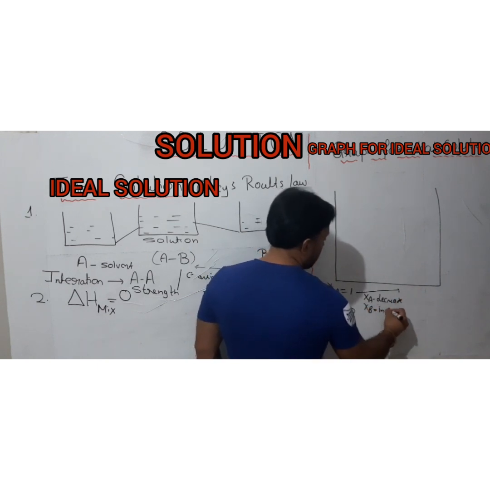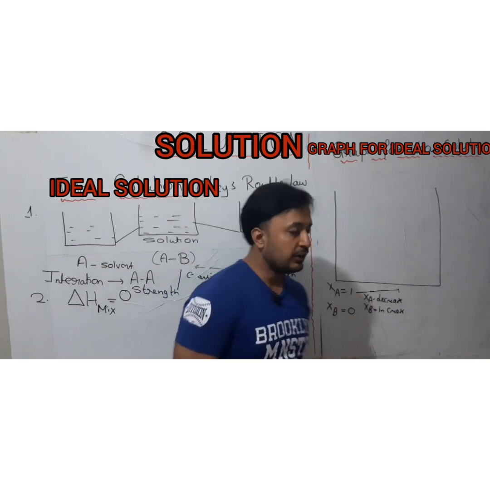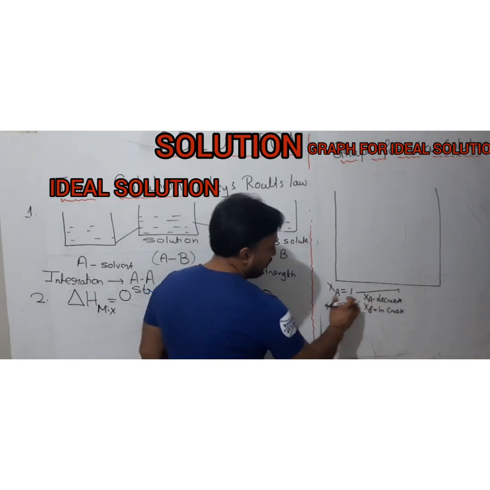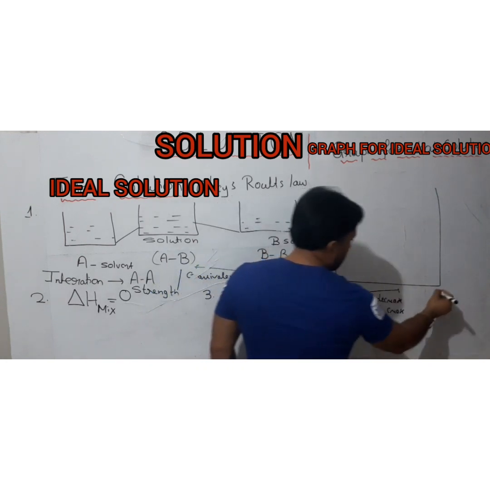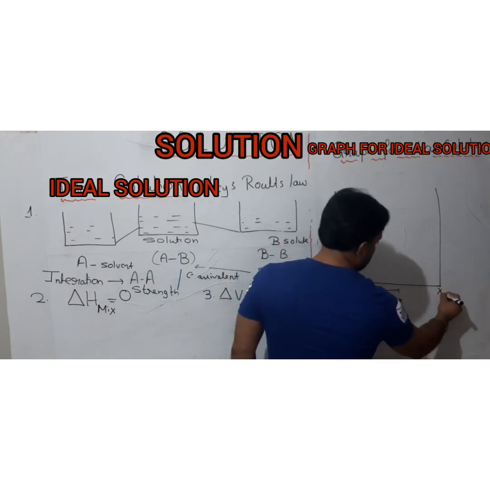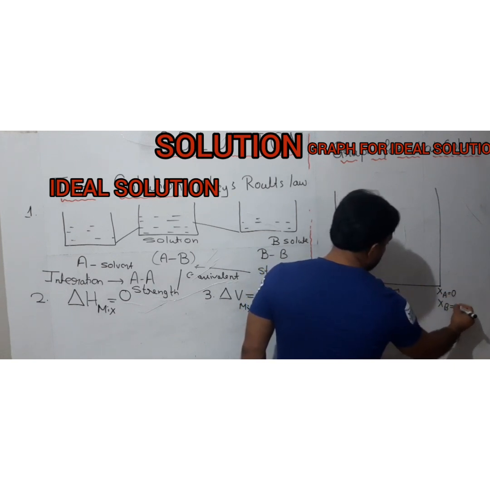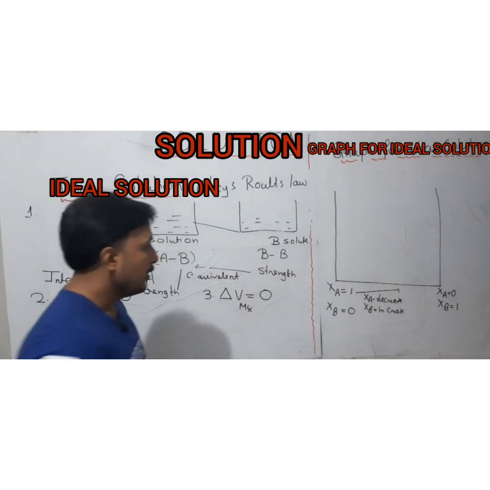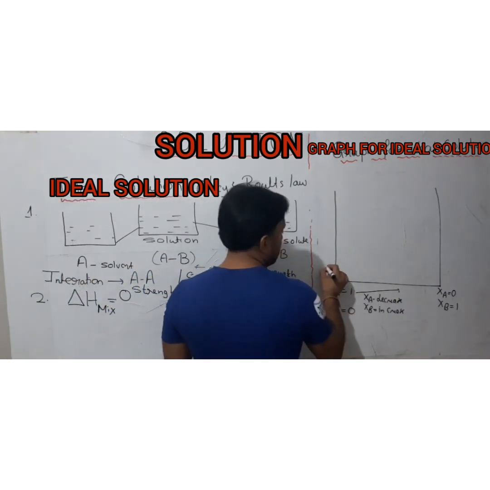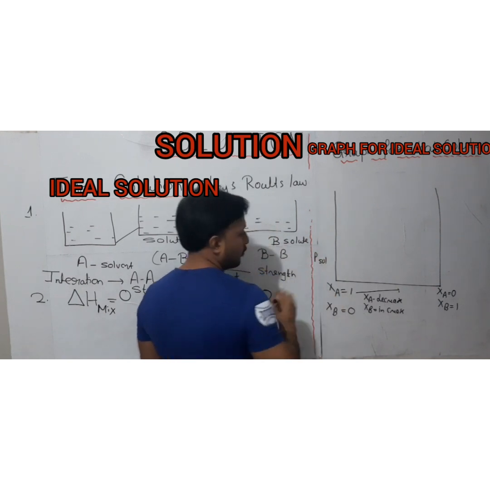It means that when you move further, the amount of XA will decrease and XB is going to increase. So when you move along the horizontal axis, XA decreases and XB increases. At this point XA becomes 0, then automatically XB will become 1, because XA plus XB is equivalent to 1. Now we calculate the total pressure of the solution, P sol.